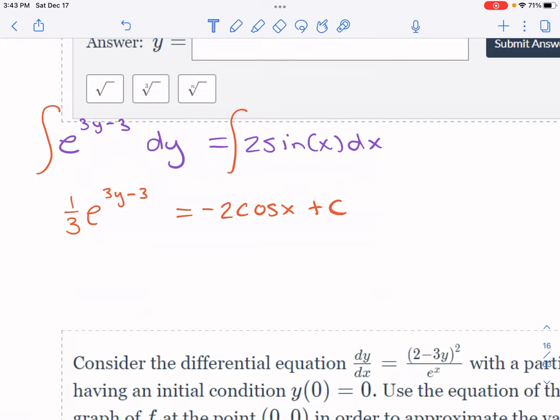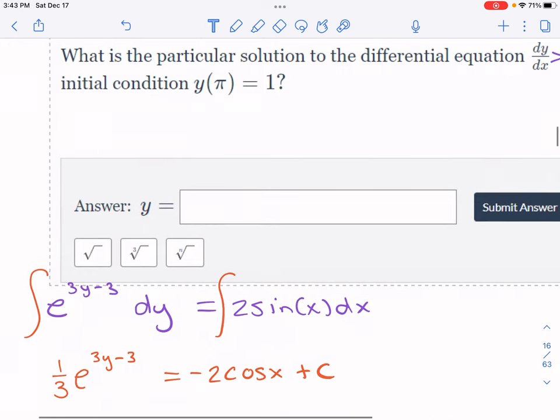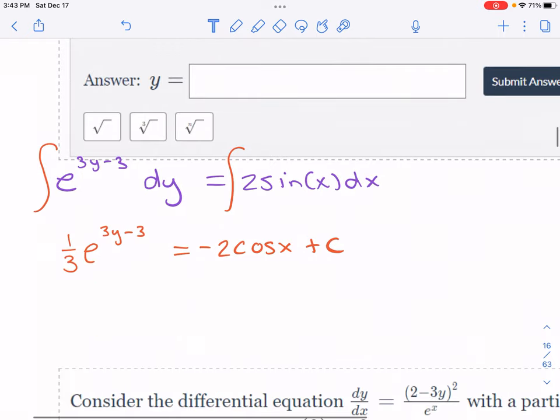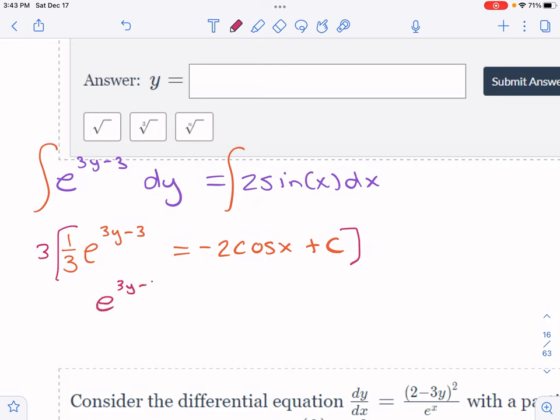So we can use our initial condition to solve for the c now. You could also wait on that if you want. For example, just to show you, you can multiply both sides by 3, and this now becomes e to the 3y minus 3.